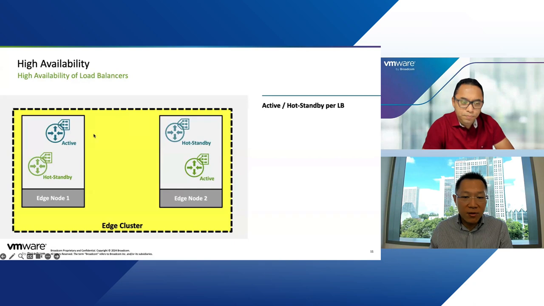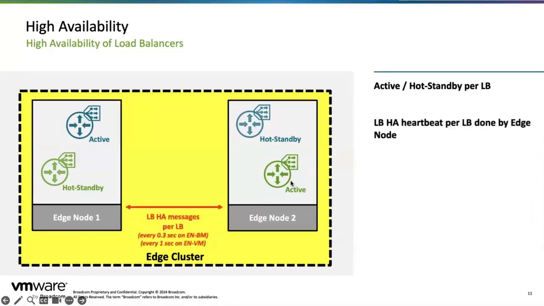These are virtual load balancer instances running in the Edge node itself. For the first pair, the active is on Edge node 1, and for the second pair, the active instance will be running on Edge node 2. Most probably they will be running on different hosts as well. Yes, the Edge nodes will also be running on different ESXi hosts, and the Edge nodes can also be bare metal, so different bare metal nodes. There are HA messages going across the Edge nodes, and the hello messages are sent at different intervals. For bare metal Edge nodes you get a much shorter interval, every 0.3 seconds, and for VMs it is every 1 second.